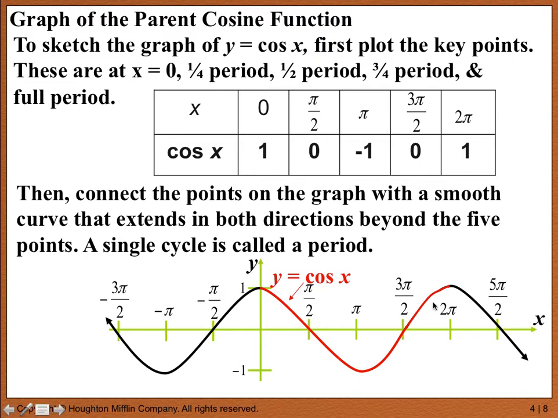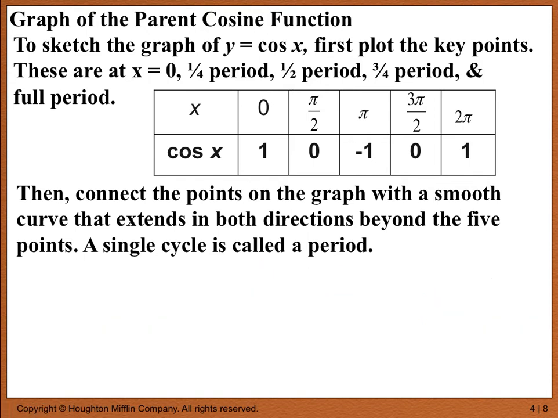Notice that here I have y-axis symmetry because the cosine function is an even function. Let's review that concept because it doesn't hurt to. Cosine of pi over 2 is 0, and cosine of negative pi over 2 is 0. Therefore, the function is even.